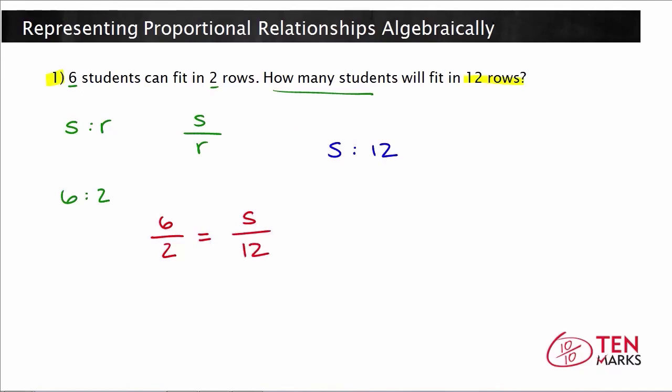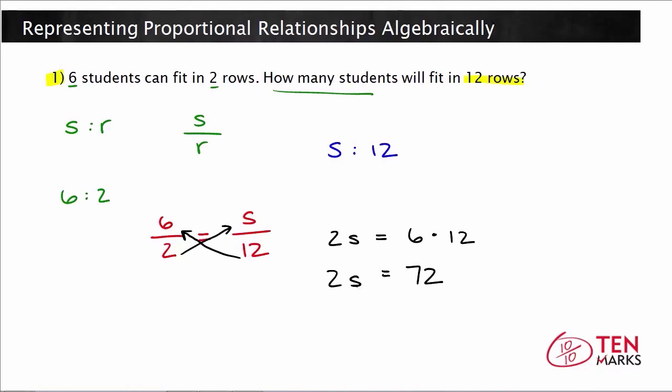To solve for S, remember that the cross products of a proportion are always equal, and we can use this to set up the algebraic equation. Now cross products are right here, right? So if you multiply 2 by S and 6 by 12, when you find the cross products, you get the equation 2S equals 6 times 12. Now let's use this equation and solve for S. First thing to do is simplify the right side of the equation, and 6 times 12 is 72. So we've got 2S equals 72.